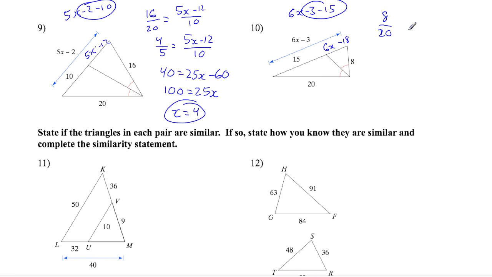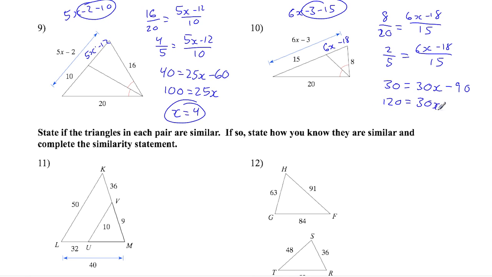So 8 to 20 equals 6x minus 18 to 15. 8 to 20 both have a common factor of 4, so we can reduce that to 2 to 5 equals 6x minus 18 over 15. Cross multiply to get 30 is equal to 30x minus 18 times 5, which is 90. Add the 90 to both sides, we get 120 is equal to 30x. So x is equal to 4.